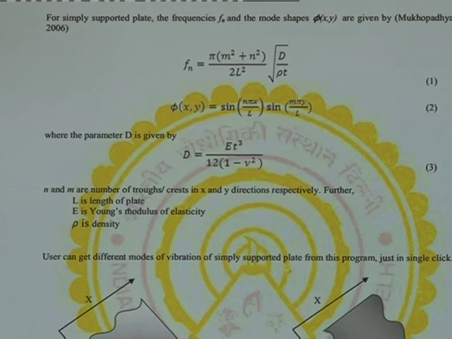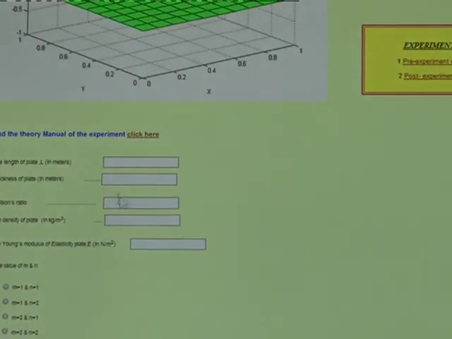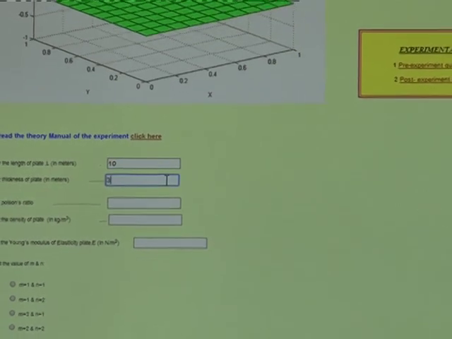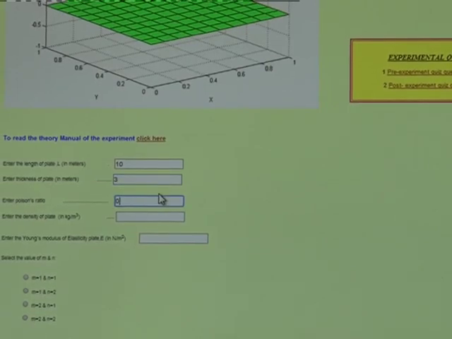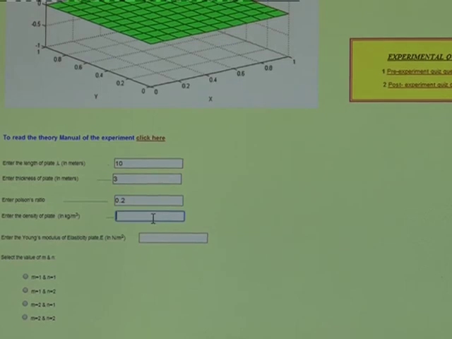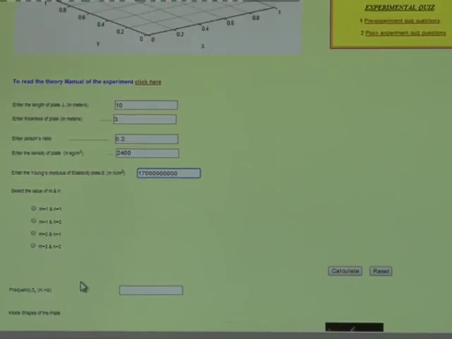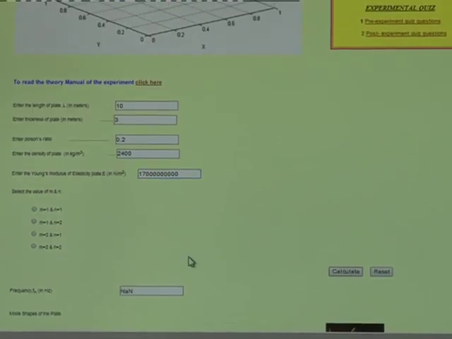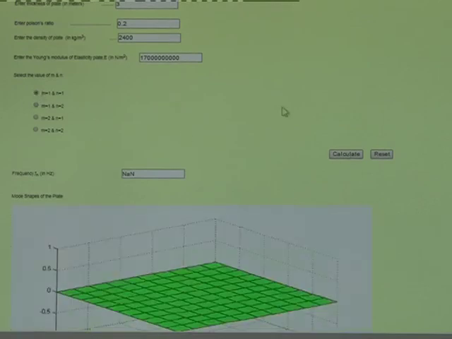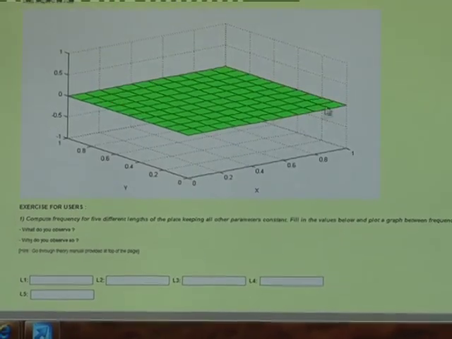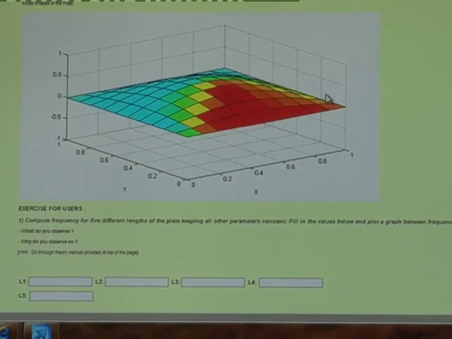Now in this experiment, if we take a concrete plate, the value of L is 10 meter, the thickness is 3 meter, the Poisson ratio for concrete we are taking as 0.2, the density is 2400, and E is 7 into 10 to the power 9. Then if you take m equals 1 and n equals 1, it will calculate the frequency, that is 73.990, and this animation is showing the mode shapes.